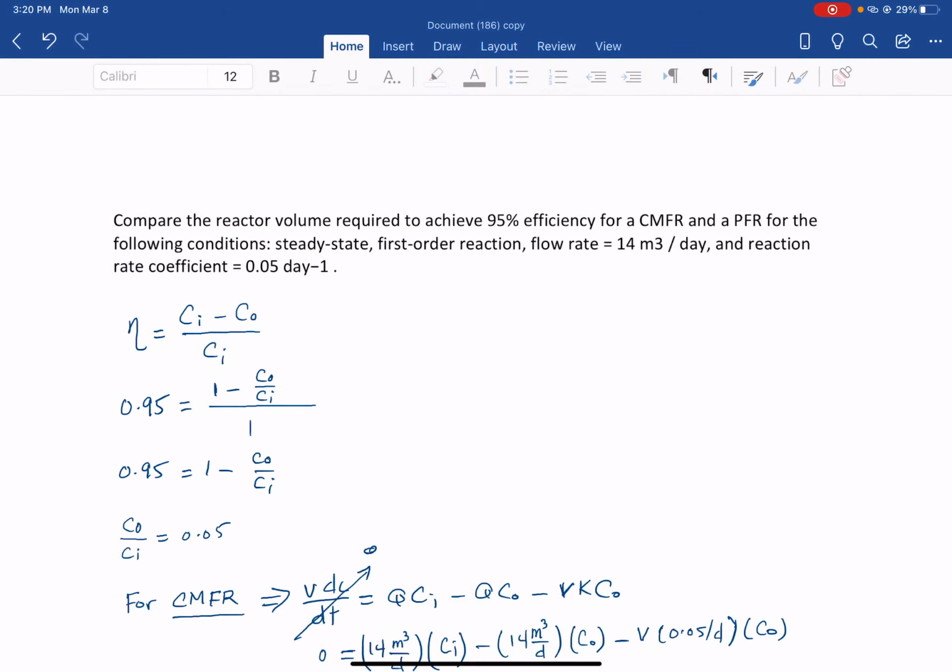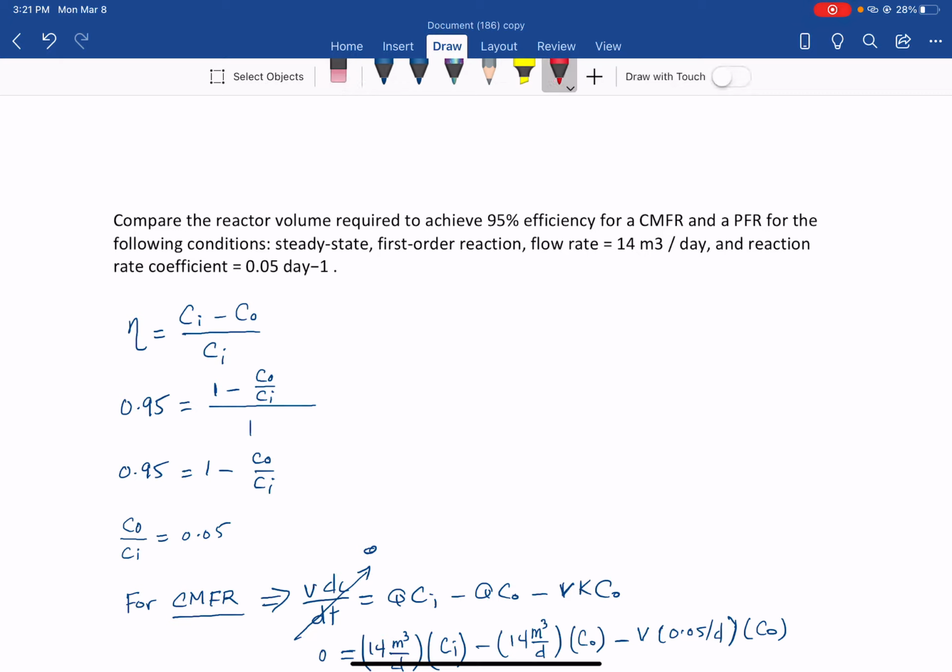Let's look at this final problem. Compare the reactor volume required to achieve 95% efficiency. So we need to do a comparison. We want to get 95% efficiency for a CMFR and a plug flow reactor for the following conditions.